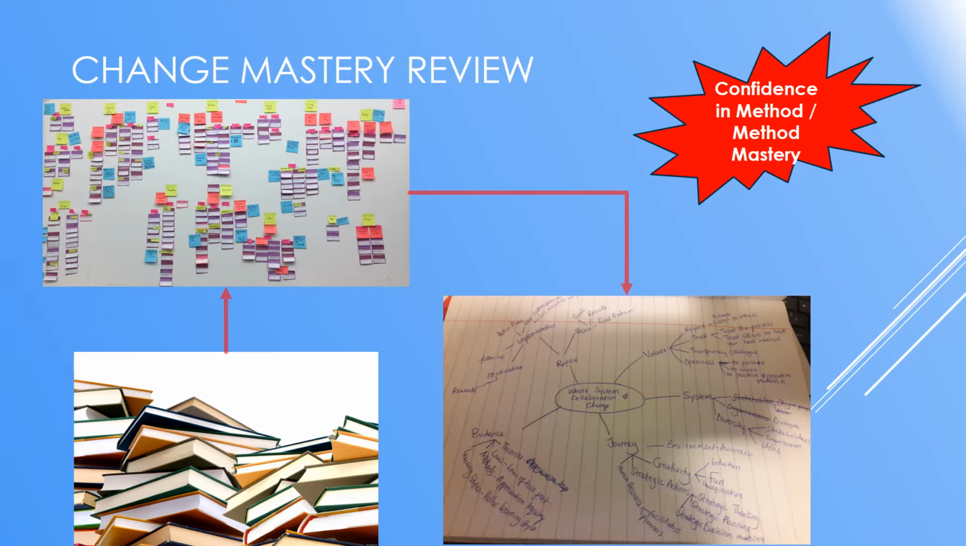So when I was reading the Change Mastery article, I figured that it was basically focusing on three main things: reading or getting to know the knowledge, and then putting it on paper in the method of affinity diagramming, and then mind mapping it to be able to create the themes of what you have learned. And from there, one gains confidence in the method that they choose, and they also gain mastery.